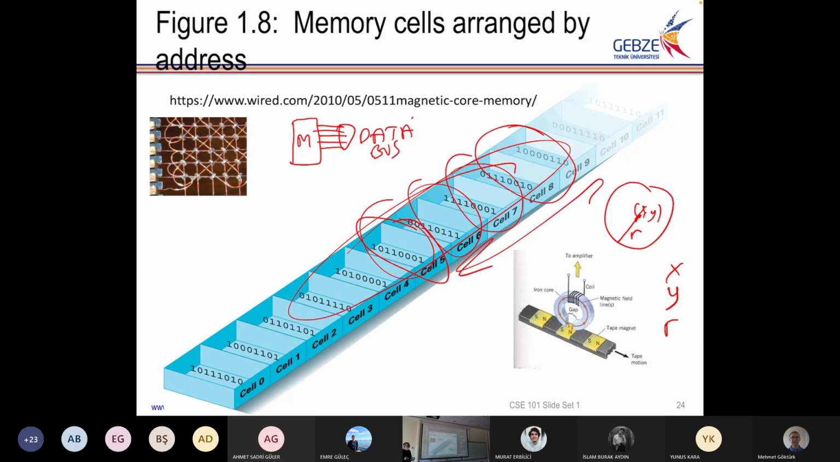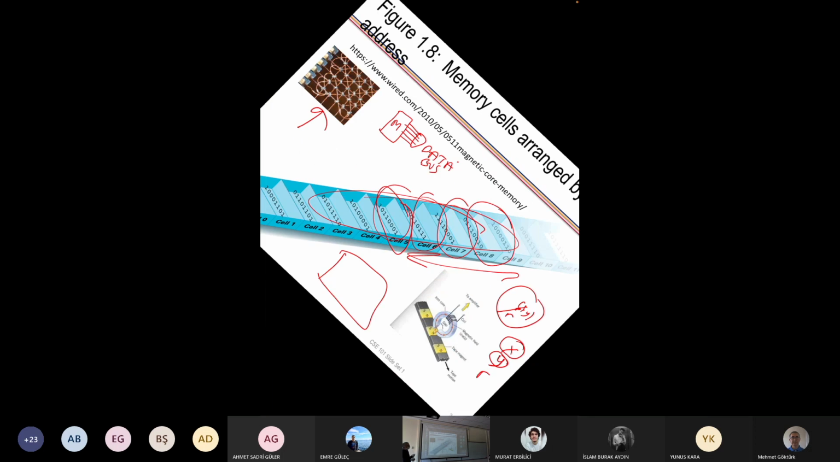Okay, good. How are you going to tell which one is X, which one is Y? If you have a place like this, that's a core memory. How many bytes?